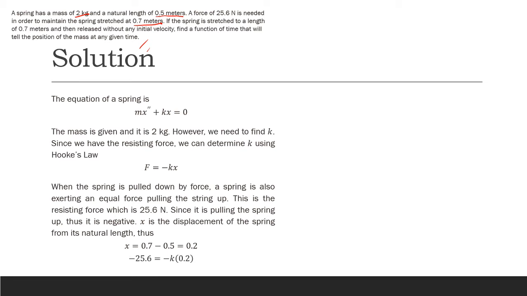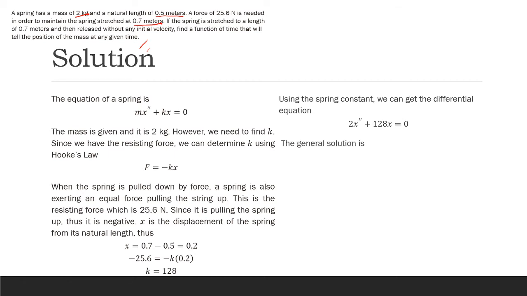So, substitute na natin ngayon dyan. We have, ang resisting force natin is the force that is pulling you or maintaining the position, which is your restoring force. Tapos, up siya. So that's why it's negative. So we have negative 25.6 is equal to negative k times x natin is 0.2. We have now the value of k natin, and that is 128. So we can now substitute. So ang differential equation natin class will be 2x double prime plus 128x is equal to 0. Sinubstitute lang natin yung m tsaka yung k natin.